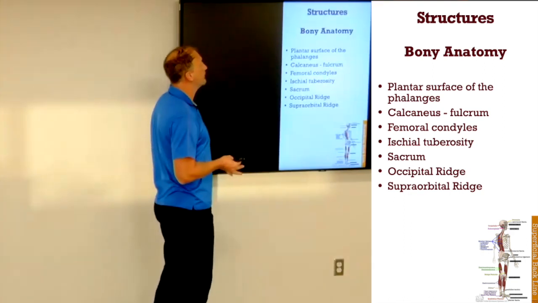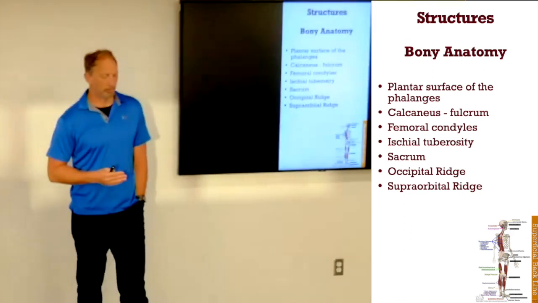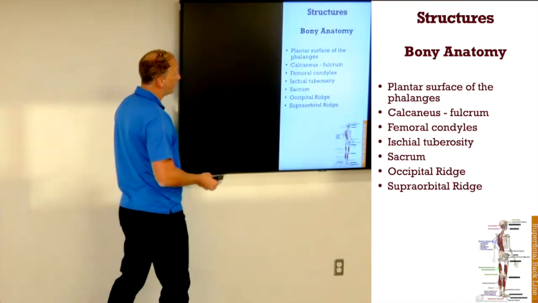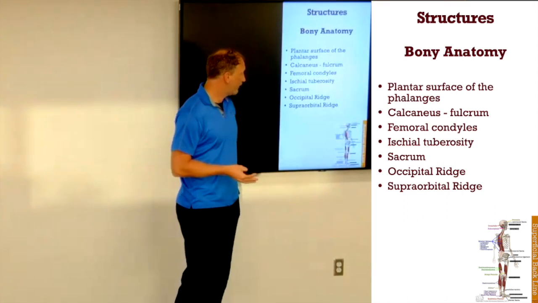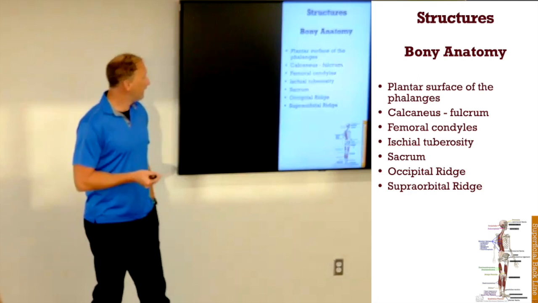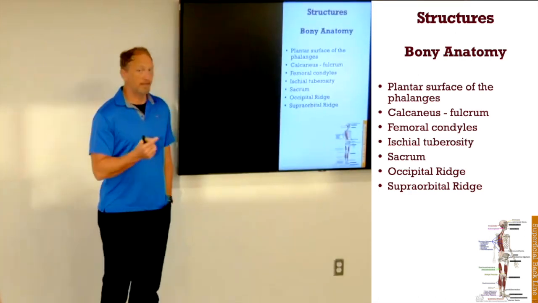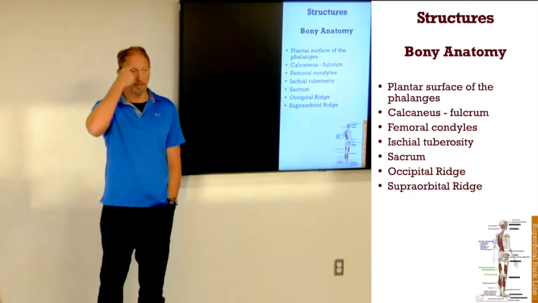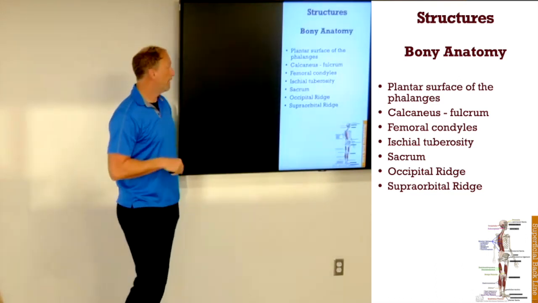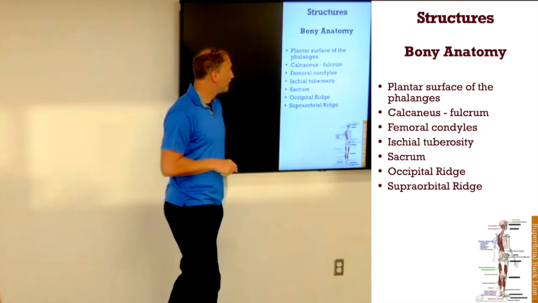Calcaneus acts as a fulcrum. That becomes important when we start talking about the clinical implications of this. Then femoral condyles up to the ischial tuberosity, sacrum, the occipital ridge, and I think it's also important to understand that your superficial backline starts right here. It starts right at your eyebrows and wraps around the entire back of your head. So that's the supraorbital ridge.